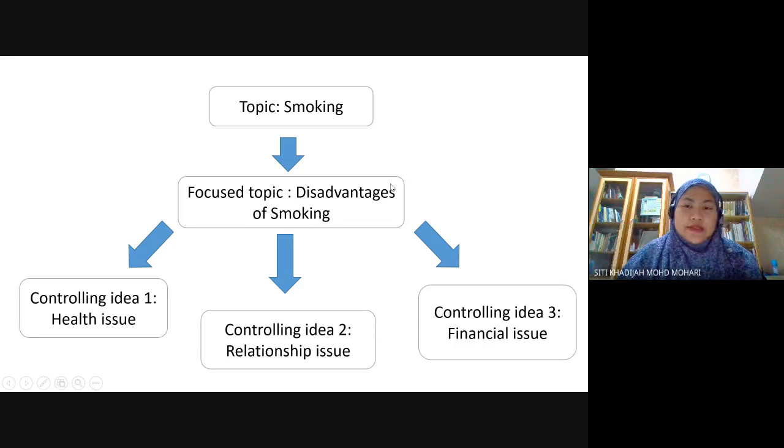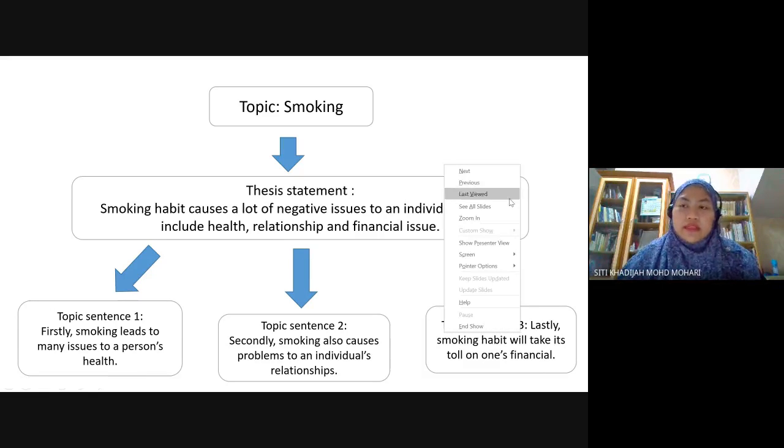All right. So the how to quit smoking is the ways to quit smoking. That is the focus topic. And then we have controlling idea 1, method number 1, controlling idea 2, method number 2, controlling idea 3, method number 3. So this is what it means by topic, focus topic, controlling idea. If we were to talk about the main idea, this is the one, the focus topic.